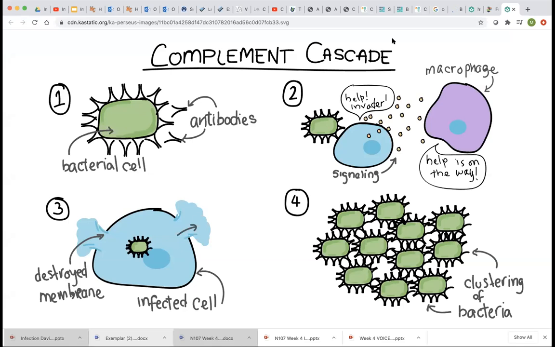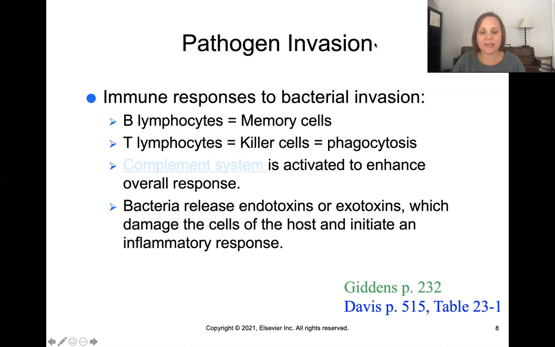So your complement system is a series of blood proteins that actually work to trigger a release of chemicals that attack the cell membranes, eventually causing them to rupture. And finally, the bacteria in your body release endotoxins or exotoxins, which damage the cells of the host and initiate that inflammatory response. That inflammatory response is what happens when you get a fever and you feel junky, and you feel all your body aches and you feel tired. All of those things are that inflammatory response caused by the release of those endotoxins or exotoxins from the bacteria itself.